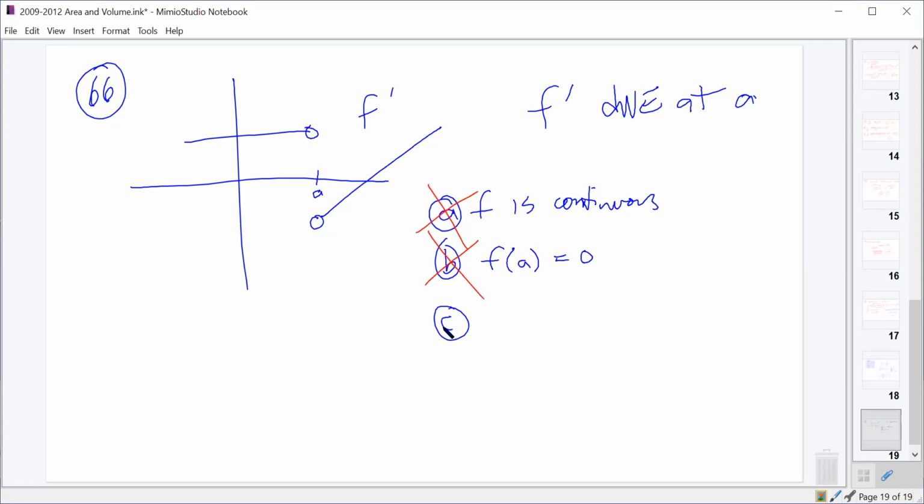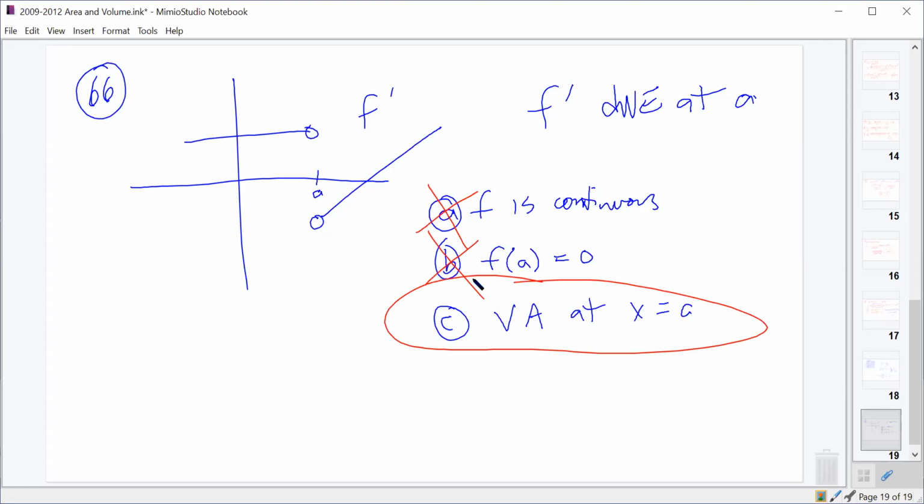Choice C is, what is it? f has a vertical asymptote at x equals A. And so this is the one that we should say is definitely false, because if we have a vertical asymptote, what does the derivative do? f prime at a vertical asymptote is either positive or negative infinity. And it's neither positive nor negative infinity there. So we're guaranteed that this function f, the integral of f prime, does not have a vertical asymptote at x equals A. It's got some other kind of discontinuity, maybe, but we don't know that for sure.